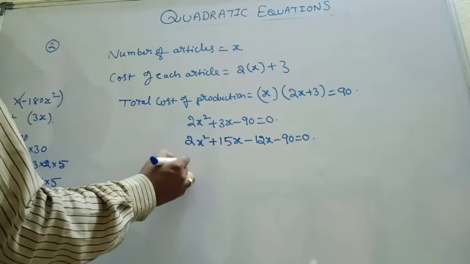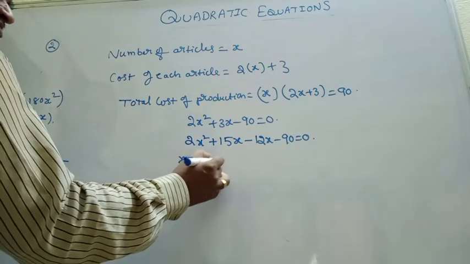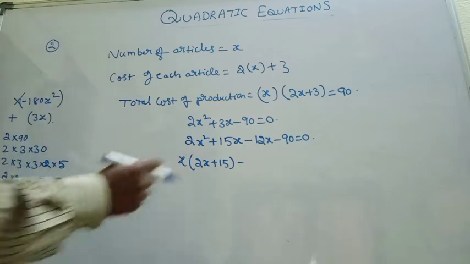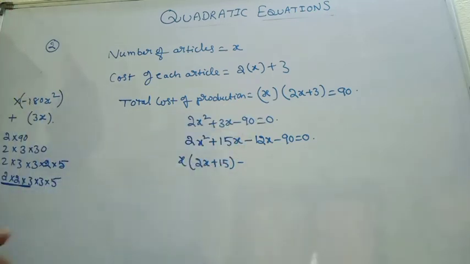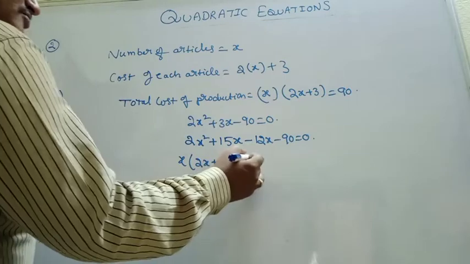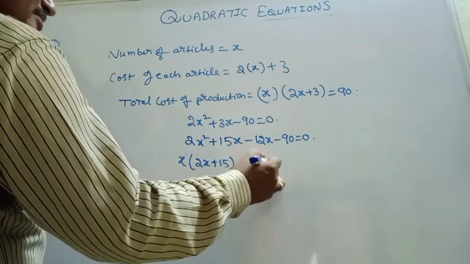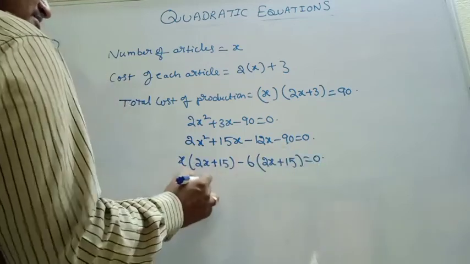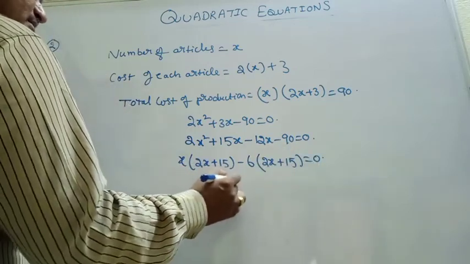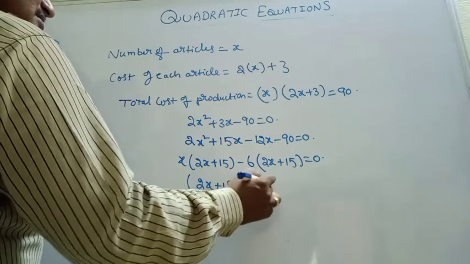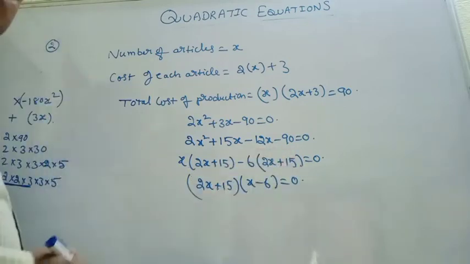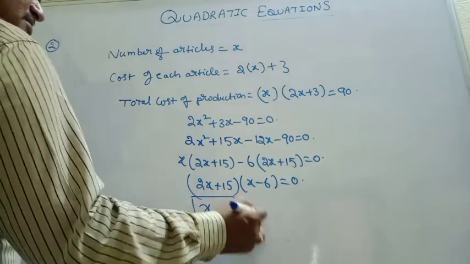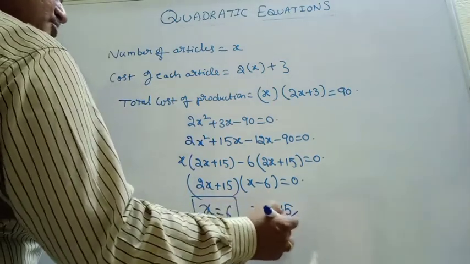If you take x common here, you will get 2x plus 15 here, and minus 6 if I take common here, 2x plus 15, that is equal to 0. That means now 2x plus 15 into x minus 6 is equal to 0. That means you have got x is equal to 6, and x is equal to minus 15 by 2 is not valid.